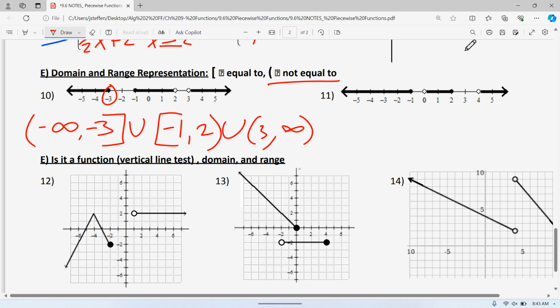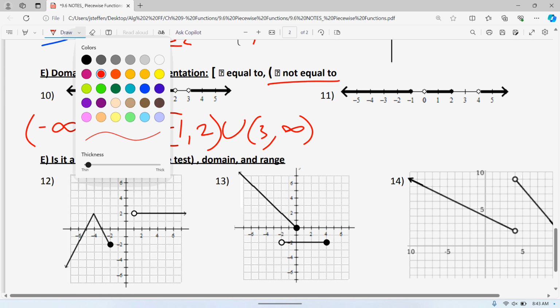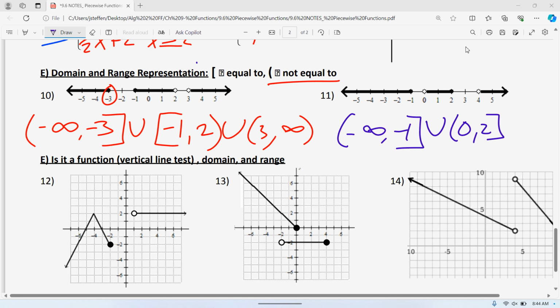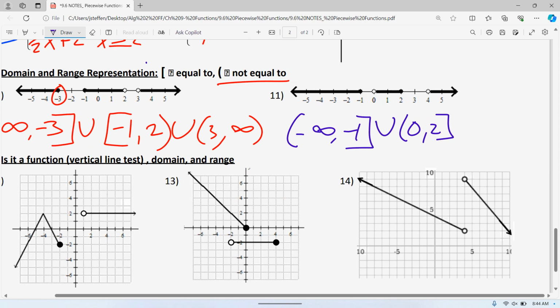So same thing with this next one. We start at -infinity, so it's a parenthesis. It goes from -infinity to -1, and then it's a bracket because it's filled in. And then we have an open one at 0, but it goes to 2, and then there's another bracket. And then the last one is at 4. It's a parenthesis, and it stops at +infinity, which is another parenthesis. It goes on forever.